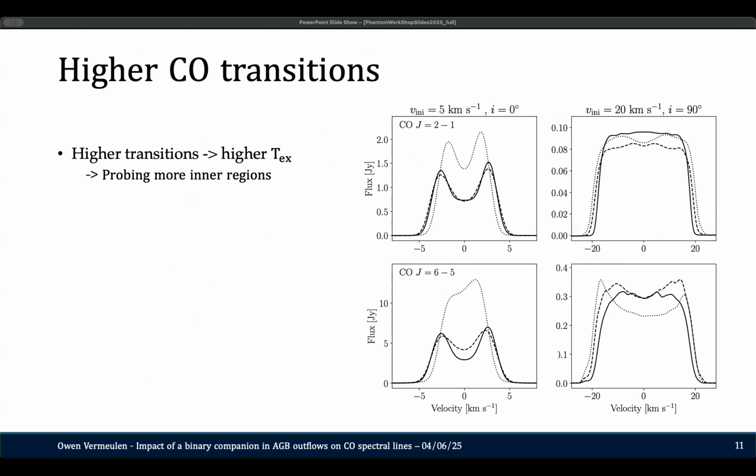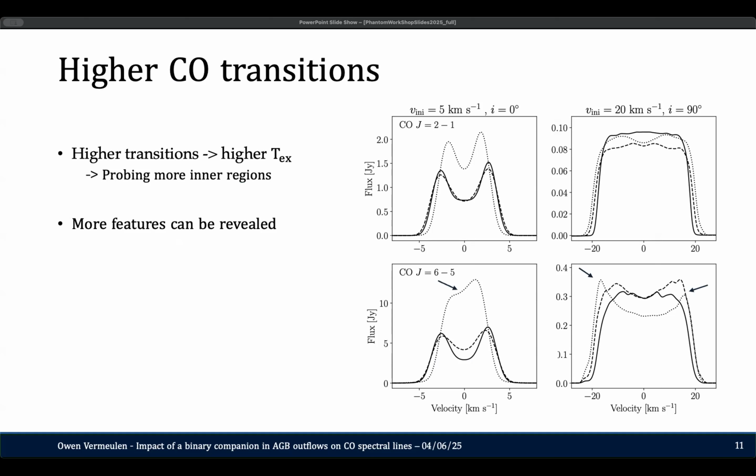Now, we can also have a look at higher CO transitions. Higher transitions have a higher excitation temperature, so they probe more in a region. And we immediately see that some more features actually become visible. On top, I show the 2-to-1 line, in the bottom, the 6-to-5 line. And so, for example, in one case, we see that 2 peaks completely disappear.